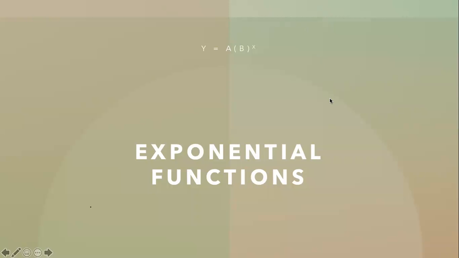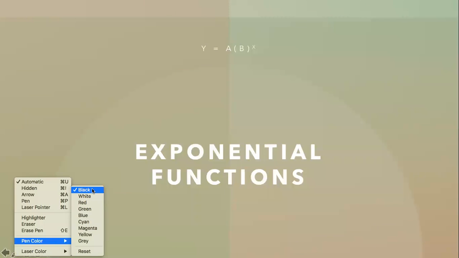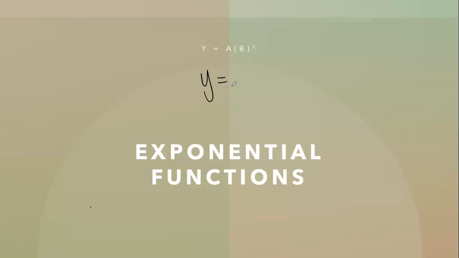All right, exponential functions. The equation for exponential functions is y equals a times b to the power of x. Does anyone remember what a represents? The starting number, the initial amount, initial value, the y-intercept. So on a graph, the a value is our y-intercept.